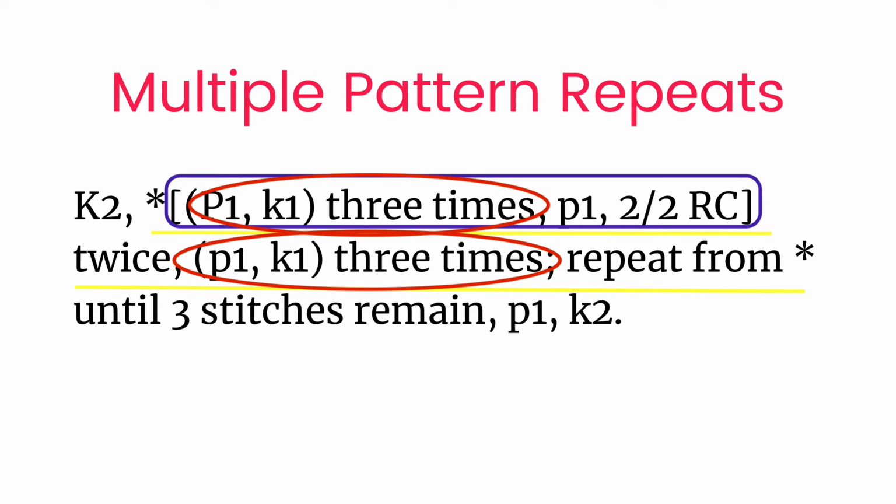So we know we're going back to the beginning of that bracket. And we start at the beginning again, and then within the bracket, our first symbol is that parentheses. We have to repeat purl 1, knit 1 a few times before we do another purl 1 and our right cross. And then once we've done all of that, we're at the end of our bracket. We've done the twice, and we can go on to the next instruction, which is in parentheses. And that tells us how many times to repeat that. So I know at first glance, it's very difficult, but you just break it down step by step.